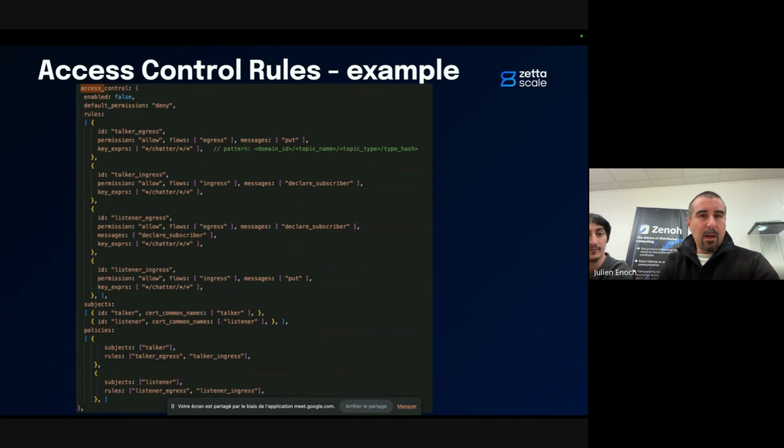So here, I define a first rule for the talker egress destination. I will allow in egress only the publication to the key expression, which is the chatter message. For the configuration, the configurator needs to be aware of the mapping between the ROS topic names and the key expression used in Zenoh. So the current pattern in RMW Zenoh is described here. So it's domain ID / the topic name.